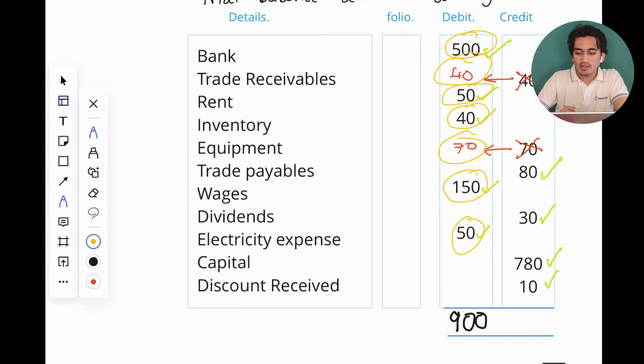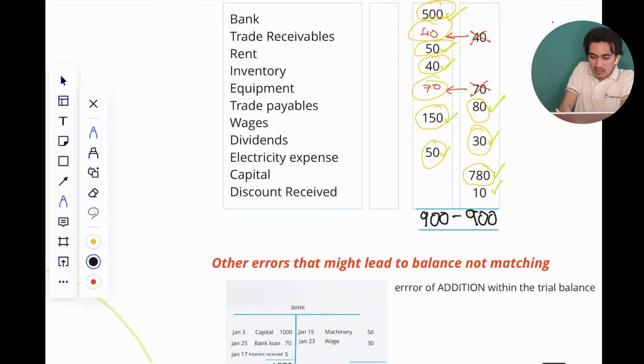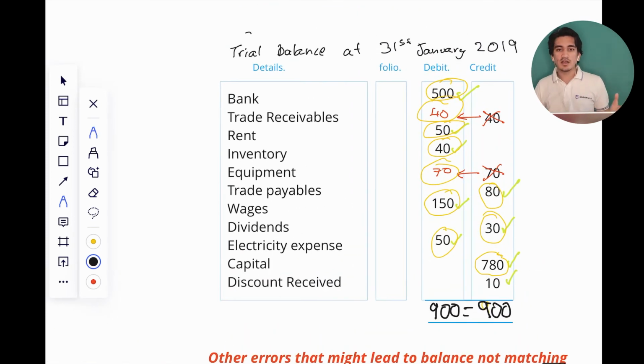Now let's add up all our credit side balances. We will not take 40 and 70 because they were wrong, and we'll start with 80 plus 30, 110, plus 780, which is 990, plus 10, which is 890, plus 10, which adds up to 900. So perfect. Now our debit side and credit side balance each other and are equal to each other. That means our trial balance has balance and it has arithmetical accuracy.